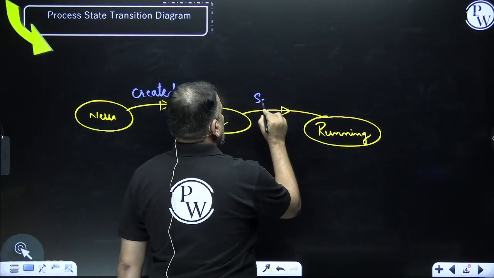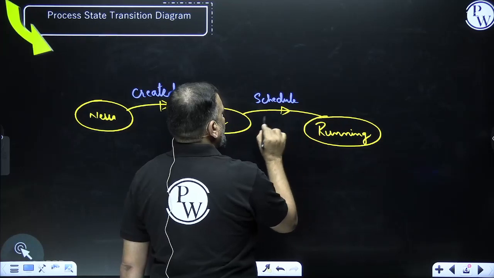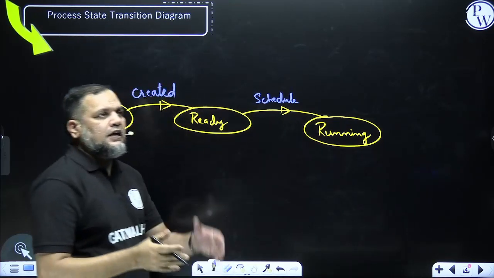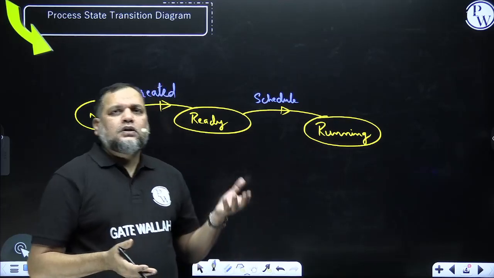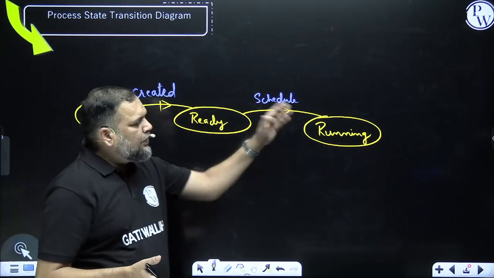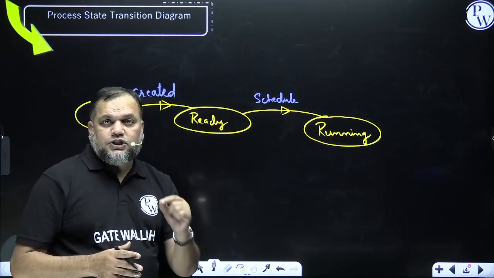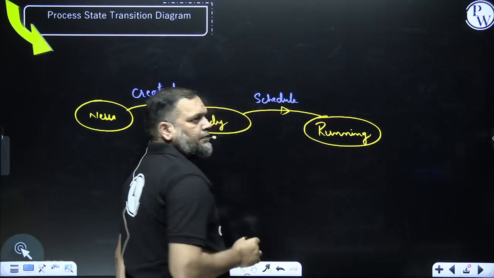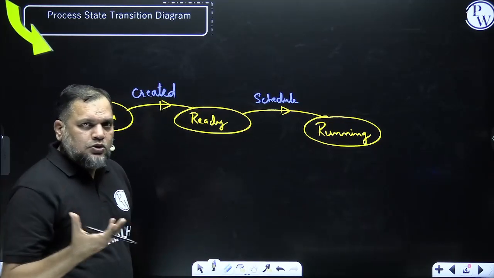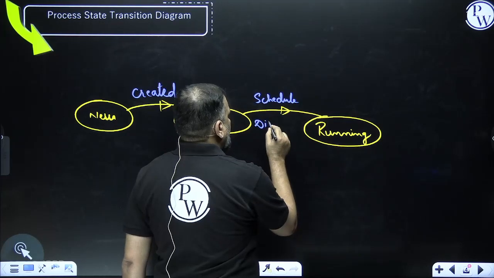Schedule is the act of making a selection of a process. Like I have 5 processes, and the operating system has to decide who is going to run on CPU. That event of making a selection of the process is called schedule. And the action of giving the control of CPU to the process is called dispatch.